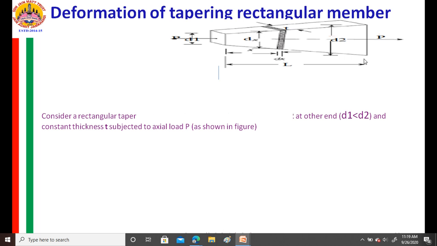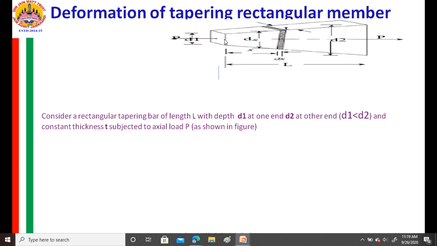Yes, what is our problem? Consider a rectangular tapering bar of length L. The length of the bar is L. At one end, its depth is D1, and at the other end, its depth is D2. And we have assumed in the derivation, whichever is the lesser one, that I am taking as the D1. D1 is less than D2.